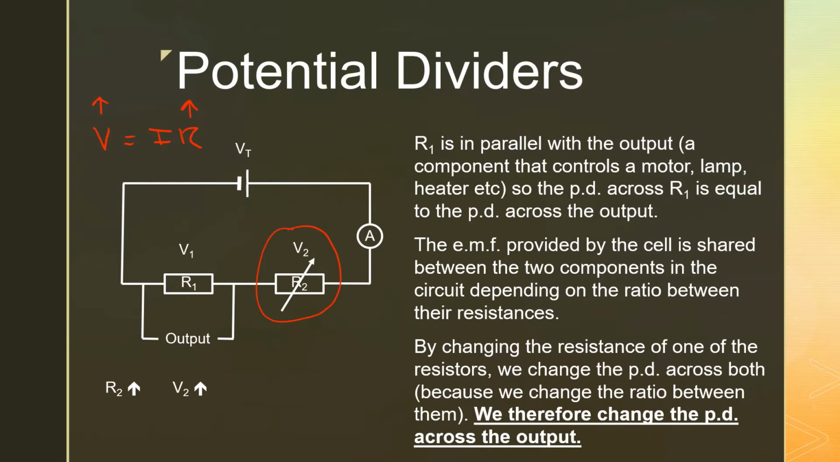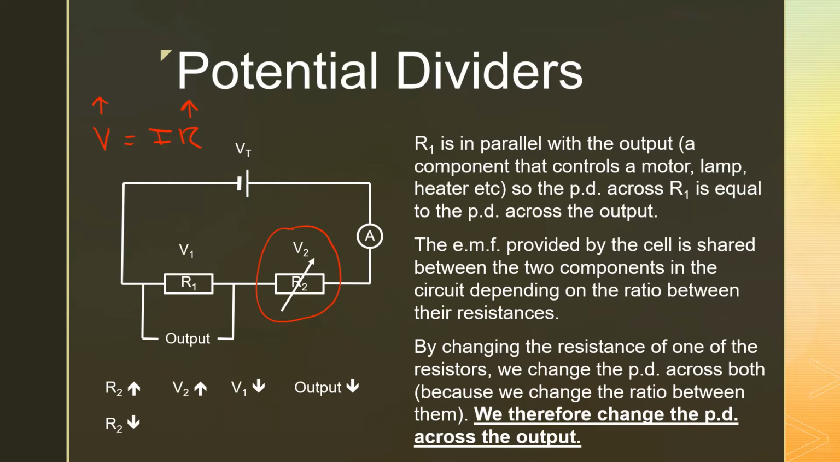Now, if the PD across V2 is going up, what must be happening to the PD across R1? Well, remember, they've got to add up to VT. And so if V2 is getting bigger, V1 must be getting smaller. And if V1 is getting smaller, what's happening to the output potential difference? Well, remember, they've got to be the same, and therefore the output PD is going to drop. So by increasing the resistance of R2, I've actually decreased the output potential difference.